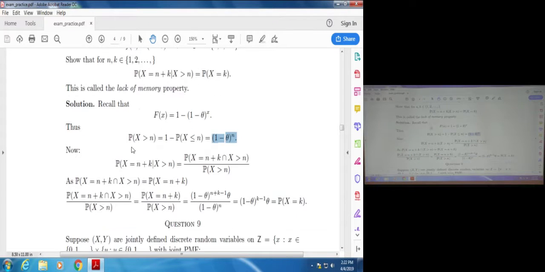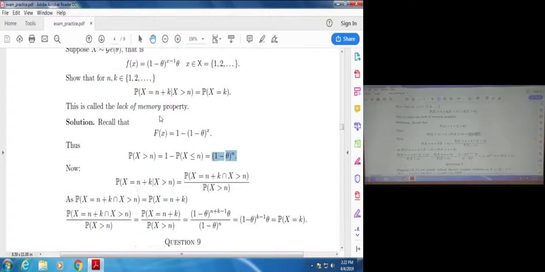Now what we want to do is work with this quantity. So the probability that x is equal to n plus k, given x is bigger than n, is the probability that x is equal to n plus k and x is bigger than n, over the probability x is bigger than n. This quantity in the denominator, we've just calculated it. The numerator is equal to the probability x is equal to n plus k, because if x is equal to n plus k, by construction, x is bigger than n. Remember, n and k are in the set 1, 2, and so on, so any k that I put in here, immediately I'm bigger than n.